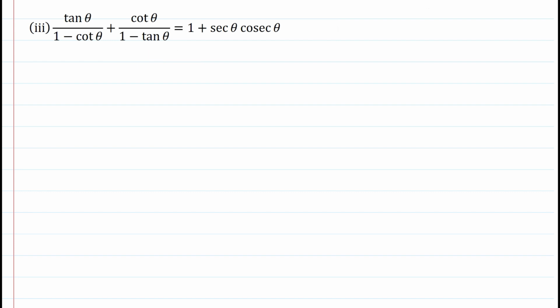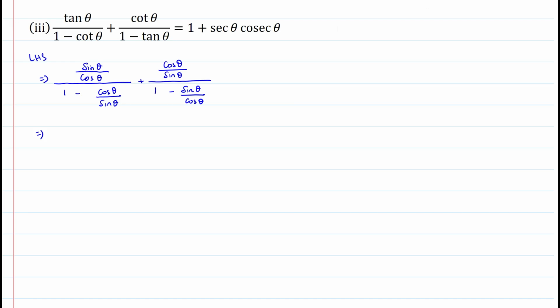Okay, so what we do is, because that is also the hint given, we can write this as sin theta divided by cos theta, the whole thing divided by 1 minus cos theta by sin theta, plus cos theta by sin theta, whole thing divided by 1 minus sin theta by cos theta. This is actually the left hand side.